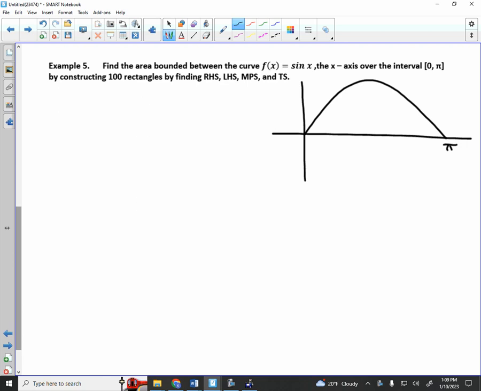Great. What I would like to do is find the right hand of 100, the left hand of 100, the midpoint of 100, and the trapezoidal sum of 100. This is a question you have on your test.